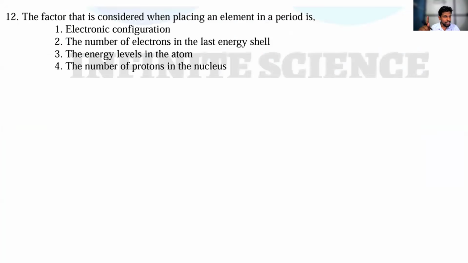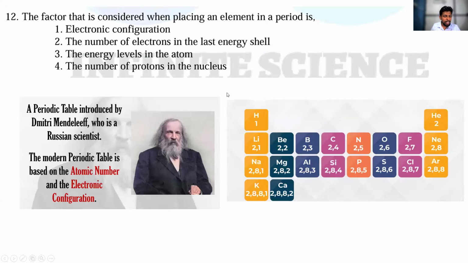Fine. And question number 12. What is the factor that is considered when we are placing an element on the period? What is the thing that we want to consider when we are placing an element on a period? For example, just say 2, 8, 3. If I ask what is the period, what will be the answer? Can anyone tell me? Third one. Third one is the answer. What could be the period of this element?